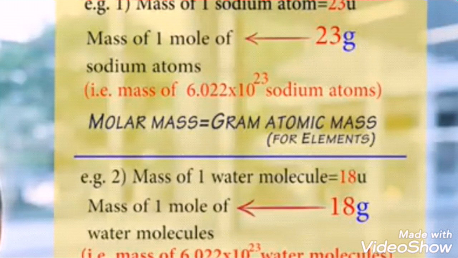Now look over this numerical. Mass of one sodium atom is 23 u. You can write it as 23 gram. So now you can write it as, hence 1 mole of sodium atoms is equal to 23 grams. Means 1 molar mass is equal to gram atomic mass. Similarly, take the water molecule. The molecular mass you have to calculate, that is 18 gram, and it is equal to 1 mole. Clear? So now I am sending some numericals.